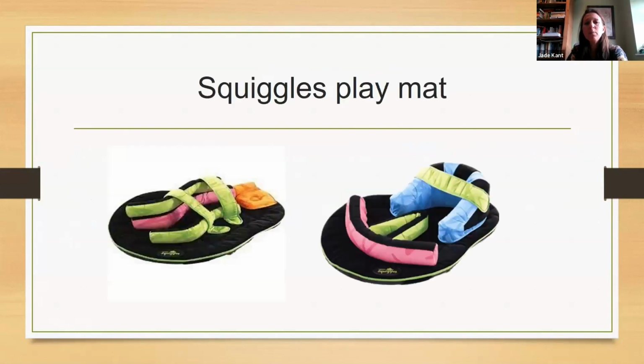So I've got a picture here of what it is. It's called a Squiggles play mat. But what I wanted to show you here is that obviously I can't advocate that you make it yourself, but actually it's a big piece of material with just long pommels with Velcro on, and you can build up. So all those long pommels, the green and the pink ones, can go on top of each other. So you can build a wall in front or behind them if you want to do side lying.